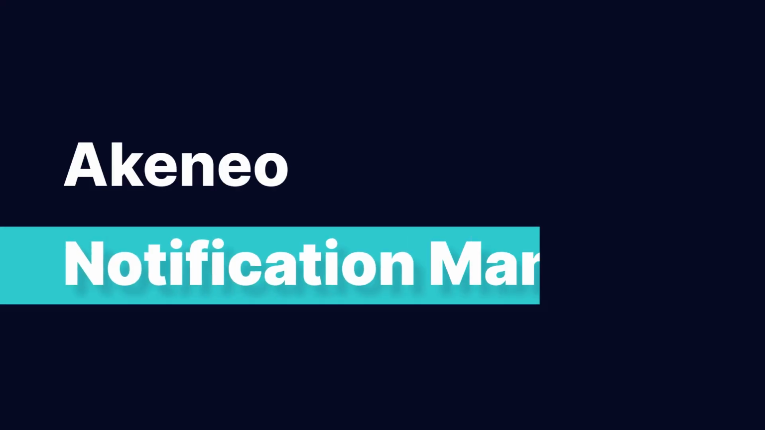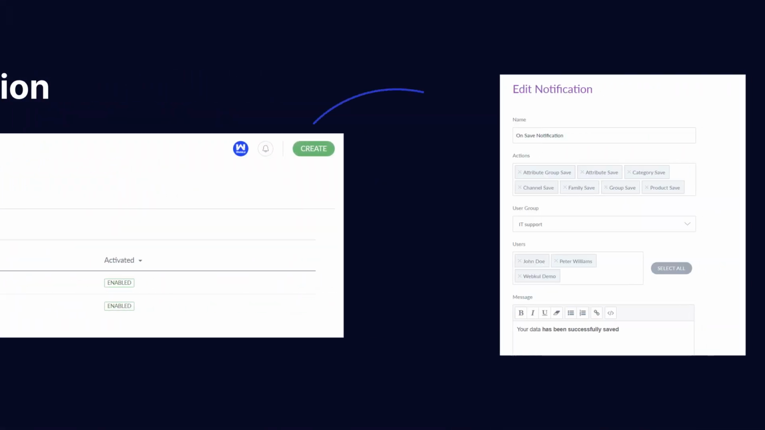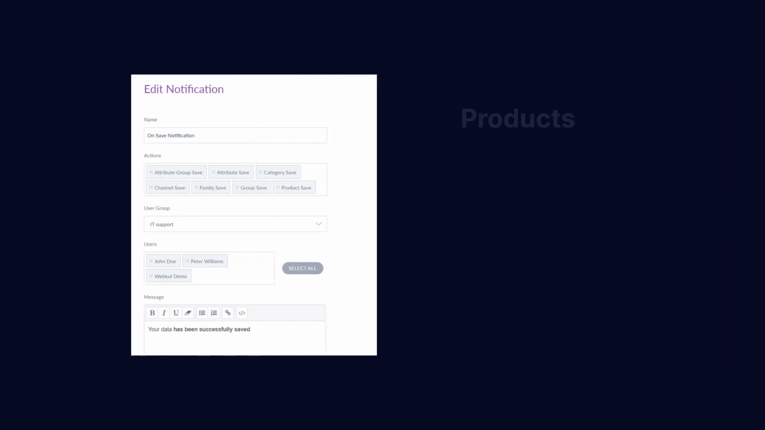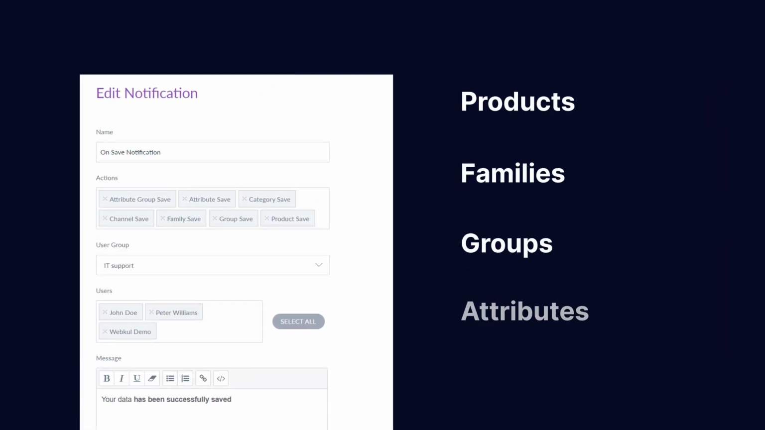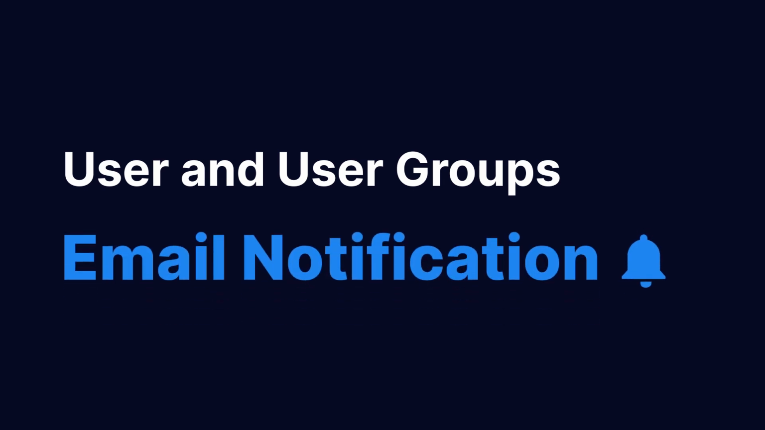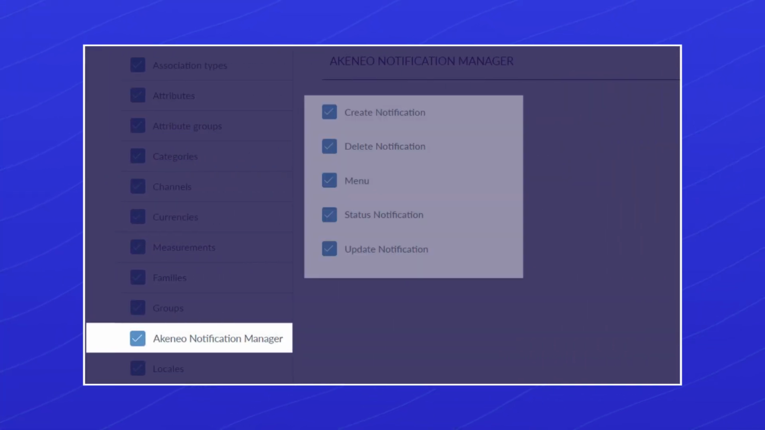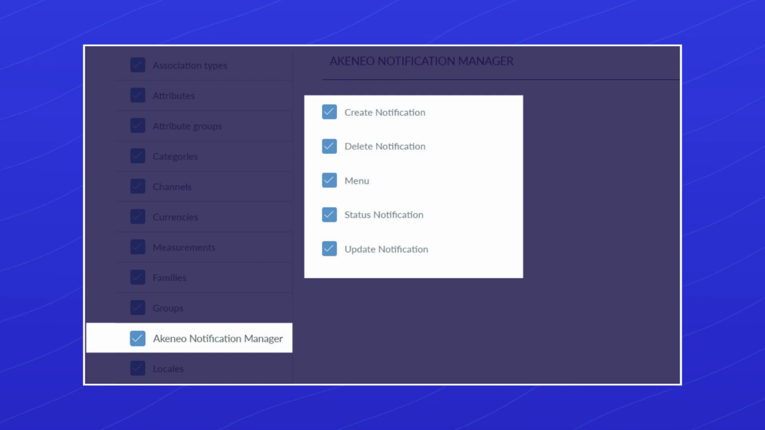In this video we will be having a discussion regarding the Akeneo Notification Manager plugin. By using this plugin, the admin can create email notifications regarding actions such as update and delete of the products, families, groups and attributes. The user and user groups will get email notifications. Also, the admin can assign roles to the users so that they can manage the email notifications at their own end as well.